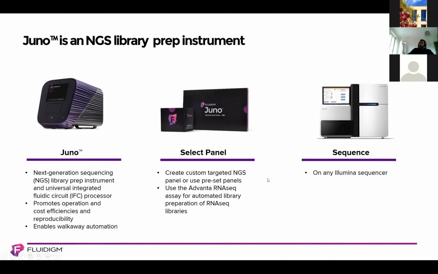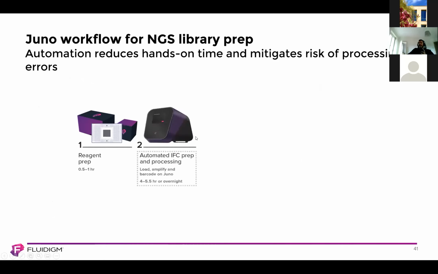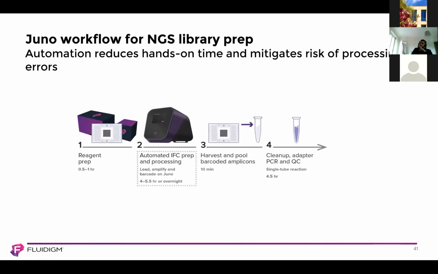And what this really allows you to do is take these pre-configured chips that we have, which I'll be showing you later on, load them up, and then everything which is the library prep, again, for either targeted NGS or even whole RNA-seq assays, total RNA-seq assays, can be done completely and automatically by the Juno machine, which means that all you have to do is literally go in and harvest the barcoded amplicons for your downstream sequencing.